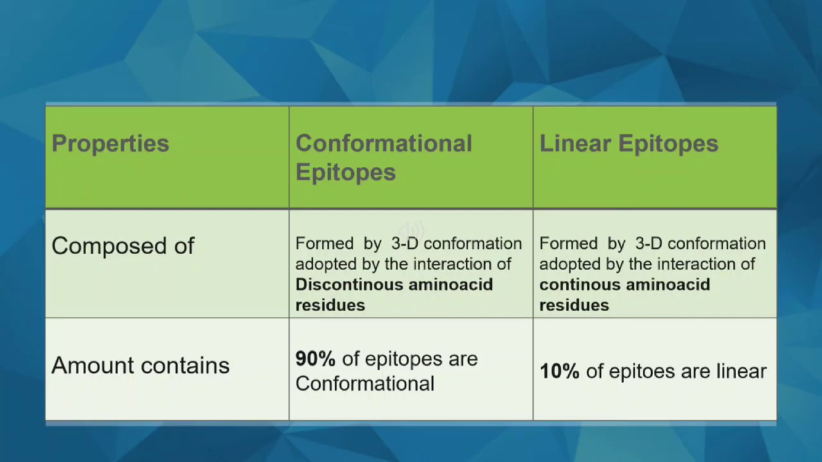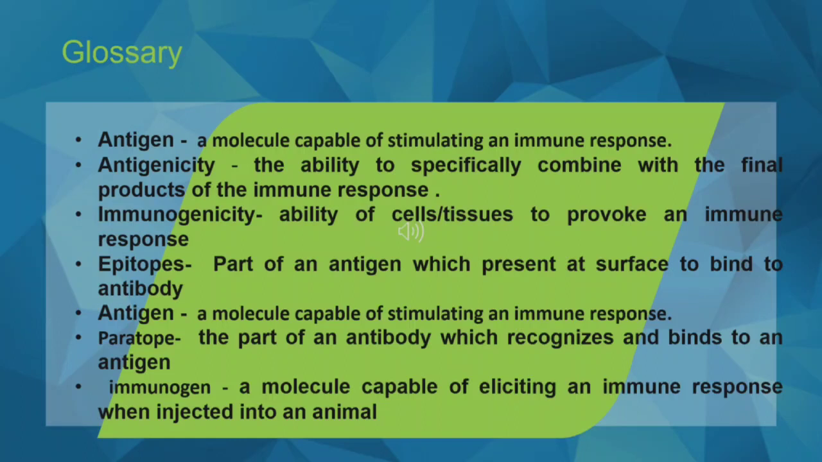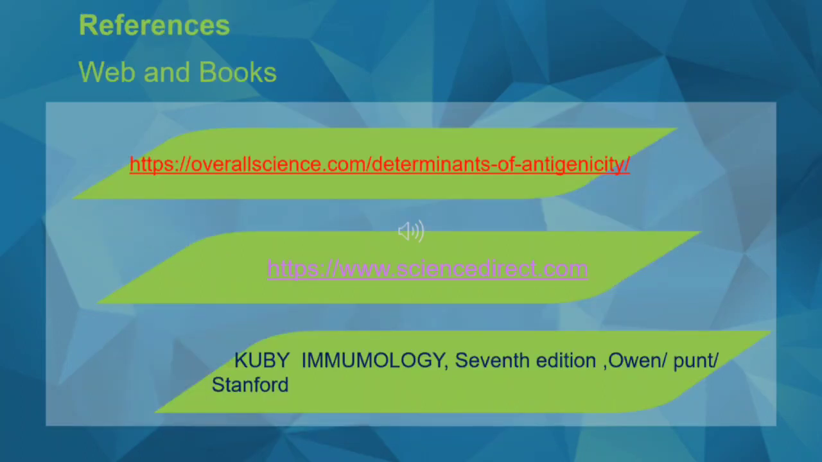Now let's see the conformational epitope and linear epitope. A conformational epitope is composed of a 3D conformation adopted by the interaction of discontinuous amino acid residues. But a linear epitope is made of continuous amino acid residues. Conformational epitopes make up 90% of epitopes, but linear epitopes make up 10%. And here I gave some glossaries to help you understand better. And here I gave some web and book references. You may check them out.